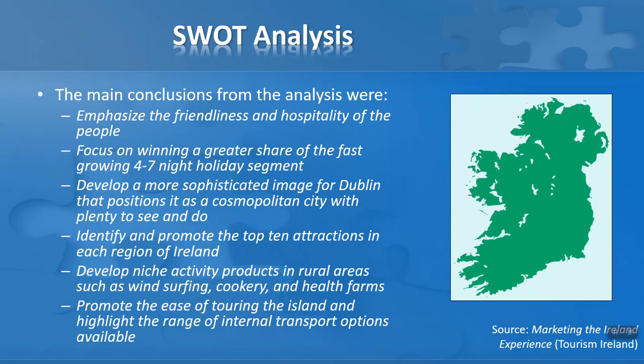So when they carried out this report, some of the things that came out of it were as follows. The conclusions from the analysis were things like Tourism Ireland would follow up by emphasising the friendliness and hospitality of the Irish people, focusing on winning a greater share of the 4 to 7 night stay segment, develop a more sophisticated image for our capital, Dublin, promote the top 10 attractions in each region of Ireland, develop niche activities such as surfing and cookery, and finally promote the ease of touring the island of Ireland and highlight the range of internal transport options such as the railway network and buses and cycleways that we now have in the country. So these are just some of the conclusions from the Marketing the Ireland Experience report.